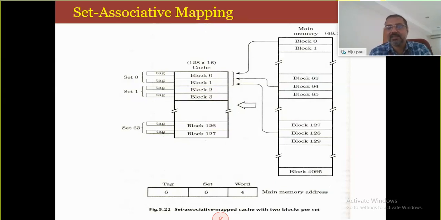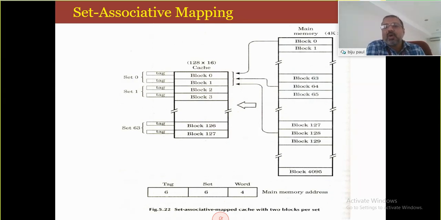What is the advantage? Let's see with this example itself. Look into this cache: block 0, block 1, that is set 0; block 2, block 3, that is set 1; block 4, block 5, that will be set 2; and in the last, block 126 and block 127, that is set 63. So totally 64 sets will be there. Keep the number 64 in your mind.